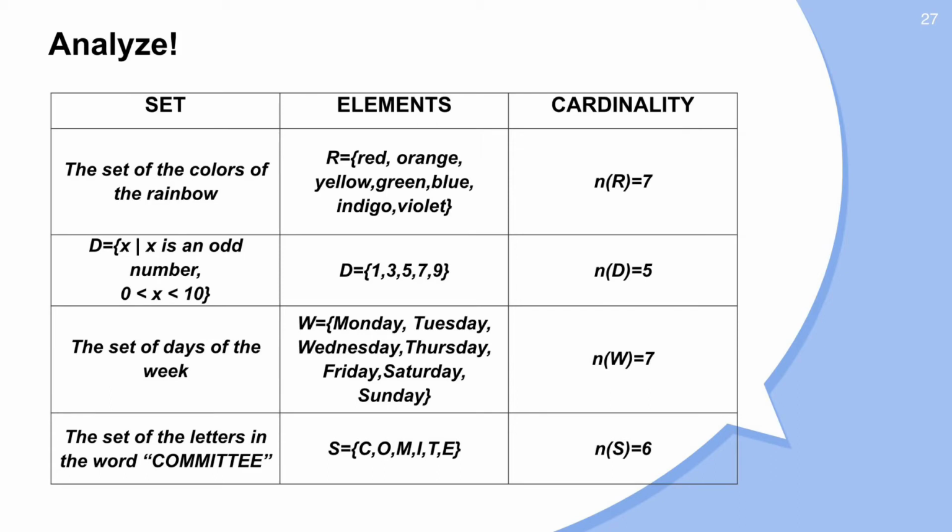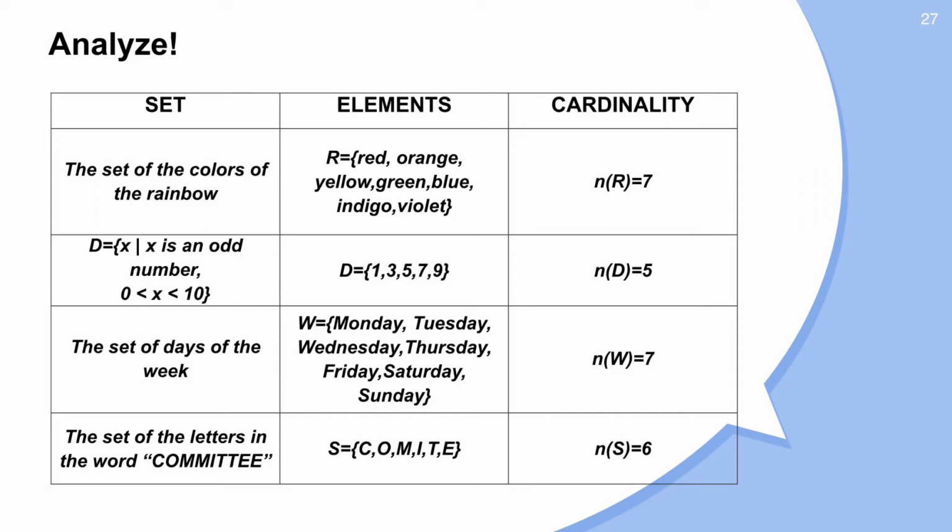Next, we have set D. So set D is the set of all x such that x is an odd number and x is greater than 0 but less than 10. So on the second column, the elements are enumerated, and these are 1, 3, 5, 7, and 9. So all odd numbers between 0 and 10. So what would be the cardinality of the given set? So N of D is equal to 5, or the cardinality of set D is 5.